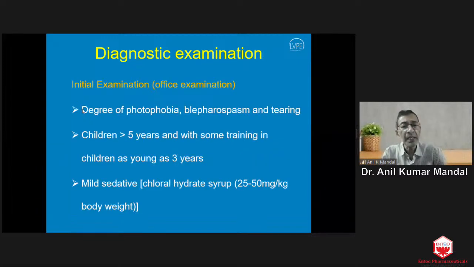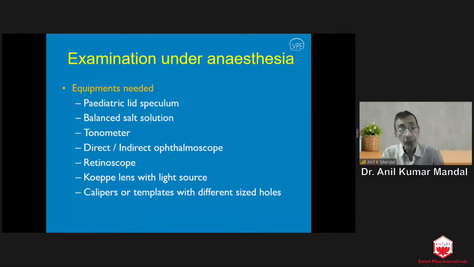Now, initial examination in the office, be it newborn glaucoma or infantile or late onset glaucoma, will be related to assessment of a patient for degree of photophobia, blepharospasm, and tearing. Children more than 5 years of age with some training can be examined in the slit lamp in the office. And if it is not possible, a mild sedative like chloral hydrate can be used, so that we can examine the child. But for detailed evaluation, for establishing the diagnosis and for decision about surgery, and then the surgical procedure itself should be done under general anesthesia.